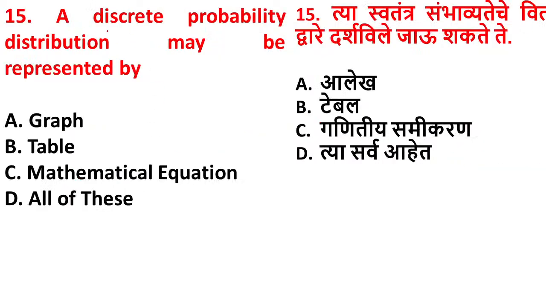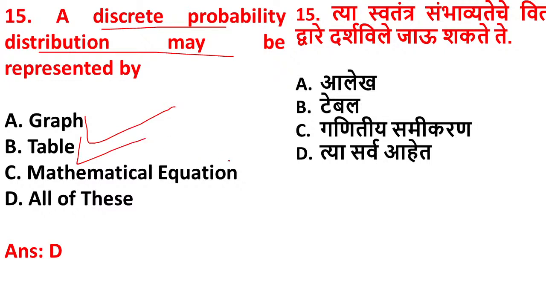Question number 15. A discrete probability distribution may be represented by option A graph, option B table, option C mathematical equation, option D all of these. A discrete probability distribution may be represented by all of these. We can represent it by a graph, by using a table, or by a mathematical equation. So option D, all of these, is the correct answer.